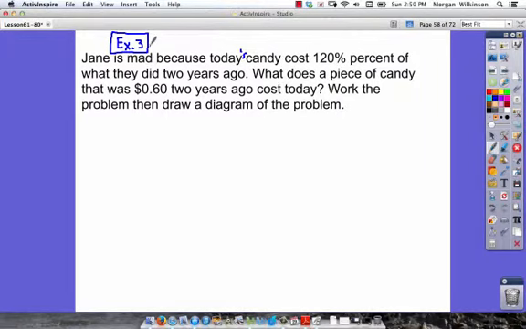So today's candy costs 120% of what it did 2 years ago. What does a piece of candy that was 60 cents 2 years ago cost today? So it says today's candy cost 120% of what it did 2 years ago. So today's candy, T, is equal to 120% of the old cost, and we'll write out old. So what does a piece of candy that was 60 cents 2 years ago cost today? That's the old price. So today, T is equal to 120% times 60 cents.